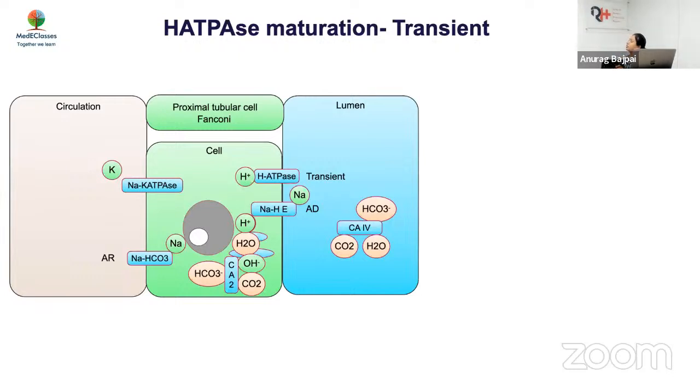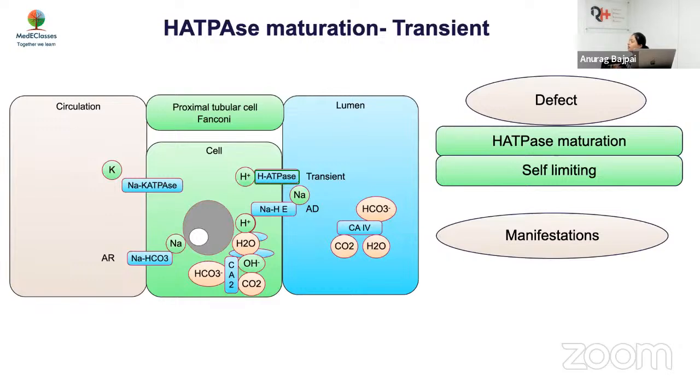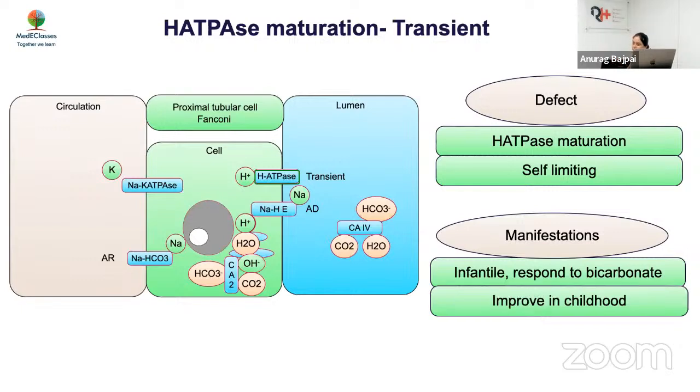This is an interesting condition of proton ATPase maturation where it is delayed, that is, delayed maturation. It is a transient self-limiting form of RTA. Usually, children present in the infantile age group and with maturation, they improve by the childhood period. They respond very well to bicarbonate therapy.